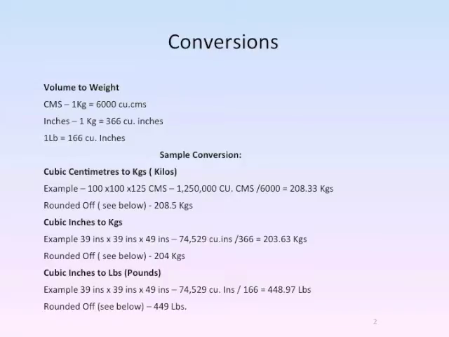And finally we're going to look at the cubic inches to pounds, and we multiply 39 inches by 39 inches by 49 inches, gives us cubic inches. Divide this figure by 166, this gives us 448.97 pounds. And we round this up to the next nearest pound and that gives us 449 pounds.